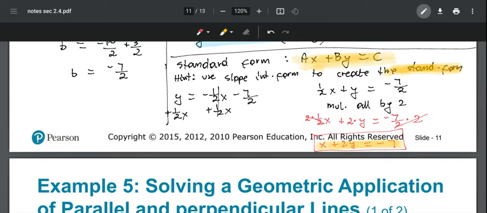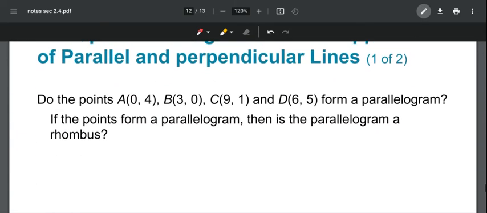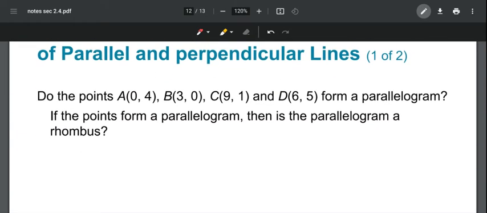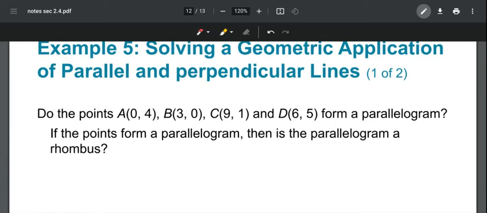Okay. So next type of problem. This is the application. They're asking if the given points will create a parallelogram, and if the points form a parallelogram, then they're asking if the parallelogram is a rhombus. Okay. So let's solve this problem.